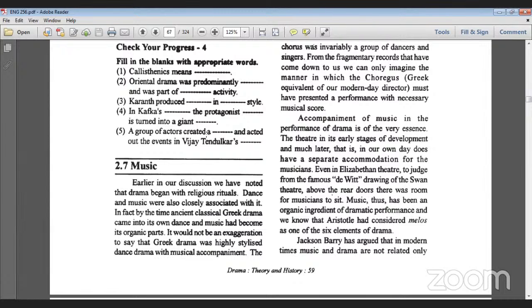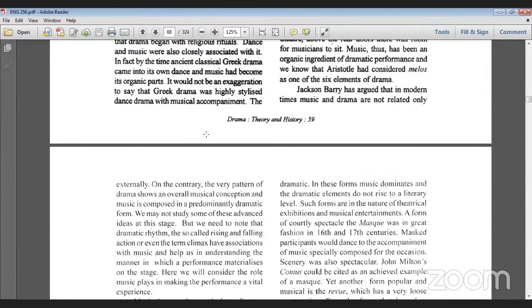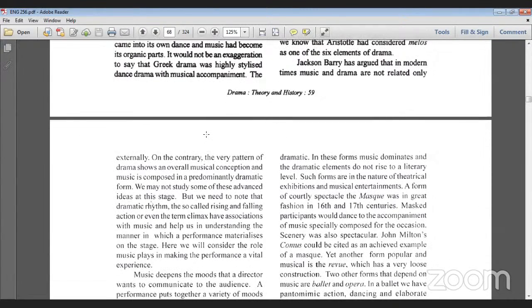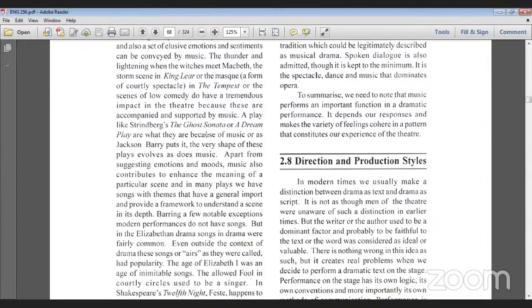Aristotle had considered melos as one of the six elements of drama. Jackson Bailey has argued that in modern times music and drama are not related externally. On the contrary, the very pattern of dramas shows an overall musical conception. So in this way, you can use the music part, and if a note is asked, you can write it down.